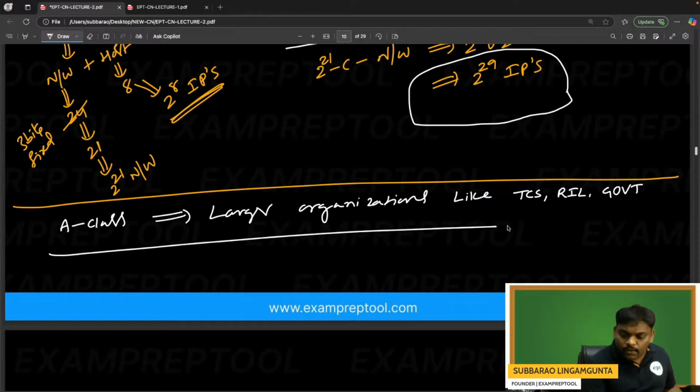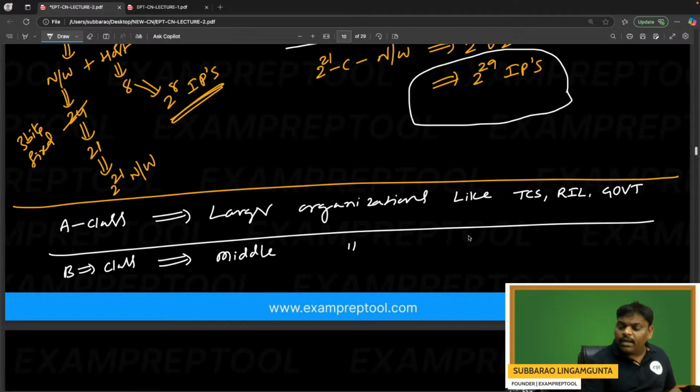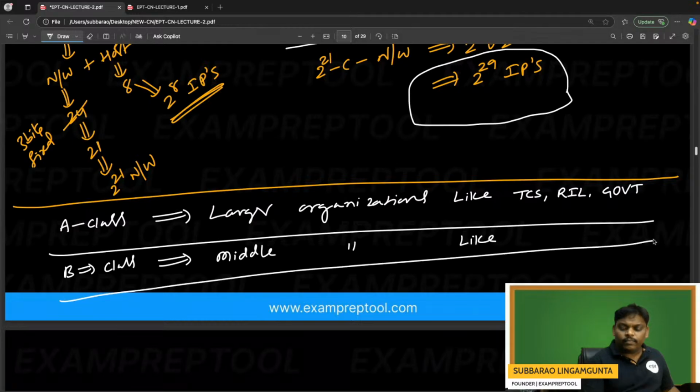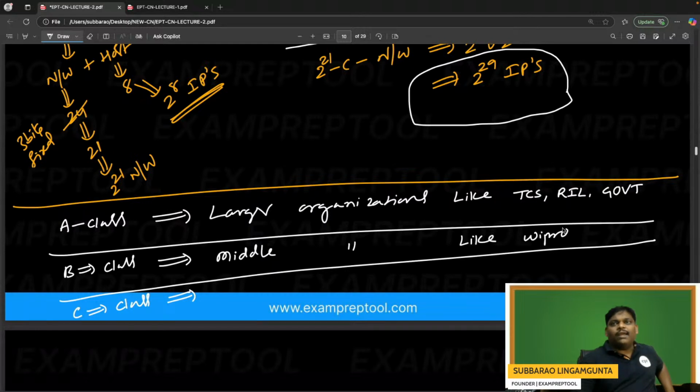Next one, class B. Maybe you can say medium organizations or middle organizations. Can you say some middle organizations? Maybe I can say Wipro, something like that. Maybe I can say BSNL. Just some examples, no one will ask you.